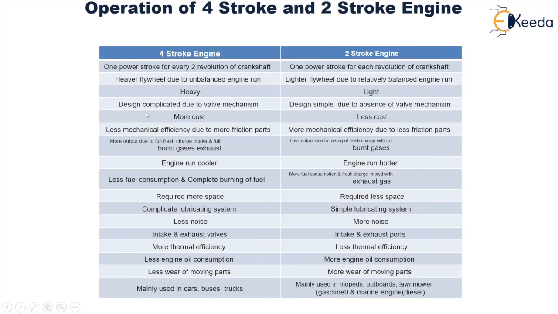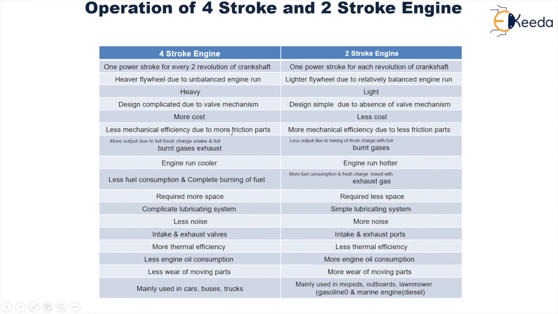The design is very complicated over here, because you need to accommodate the valve opening and closing mechanism, the camshaft, the timing mechanism, the rocker arm, the tappet, the return spring, and everything. But over here, no such thing is required, because we have ports. As the flywheel is heavy, the overall engine is heavy, and the design is complicated due to the valve mechanism. The four-stroke engines are a little bit on the costlier side, whereas two-stroke engines are a little bit low on cost.